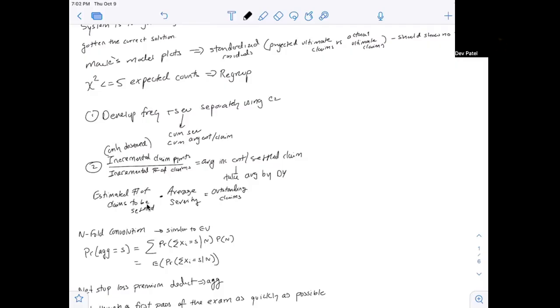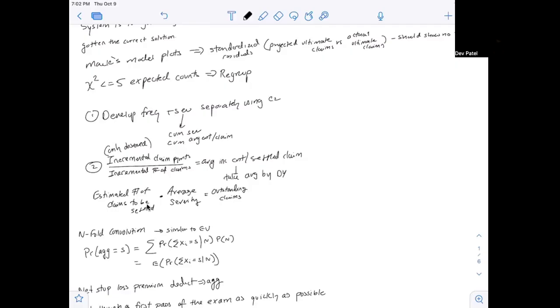You can also do that through CL in the beginning, but you adjust. So at a high level, the first step is to project the frequency. The second step is to get the per claim severity. The third step is, once you've gotten the per claim severity, to develop those.